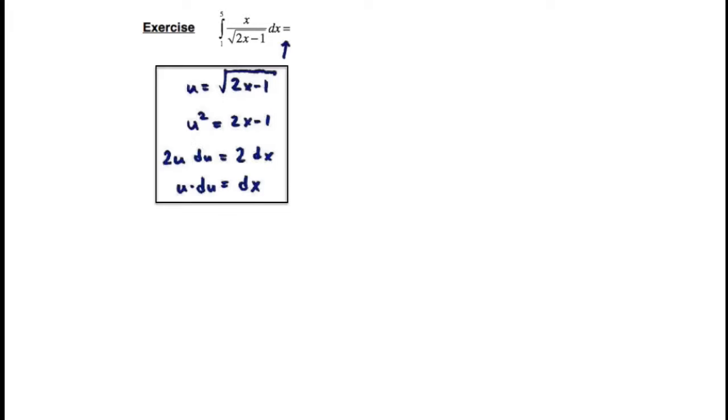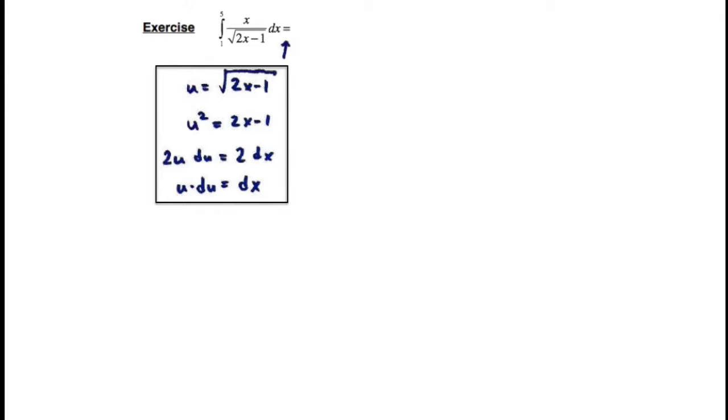One more example with a change of variable. We are going to set u equals root 2x minus 1. This example is pretty complex. It requires many changes. If u equals root 2x minus 1, it implies that u squared is 2x minus 1. We can differentiate and we get 2u du equals 2 dx, and therefore dx equals u du.